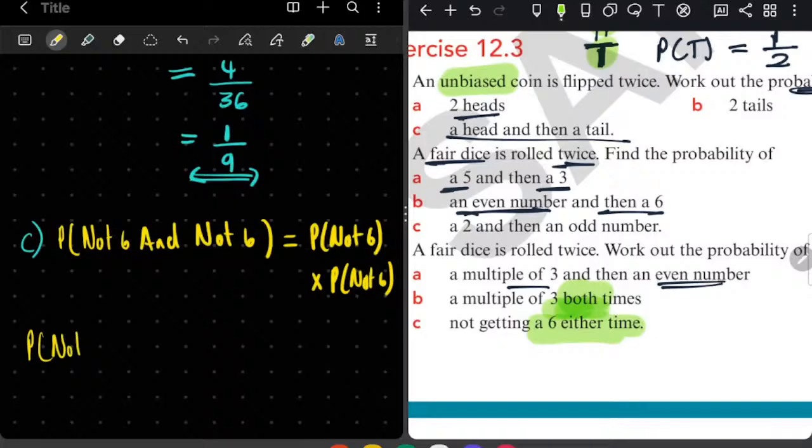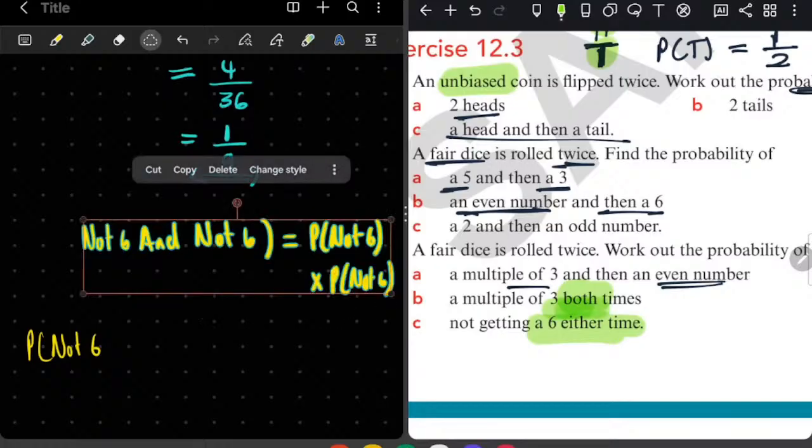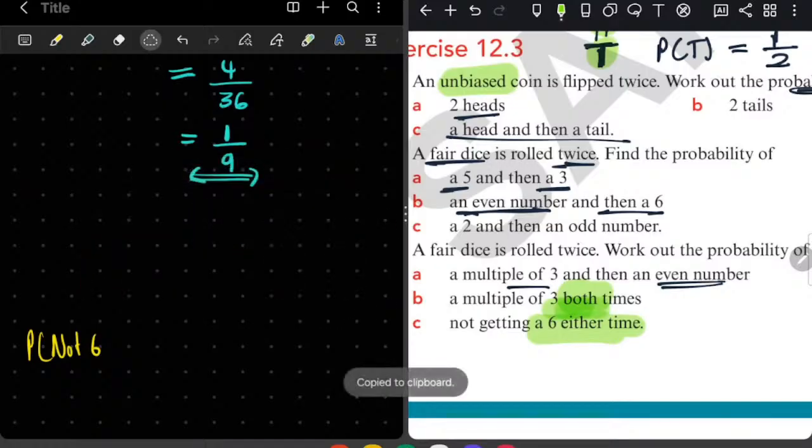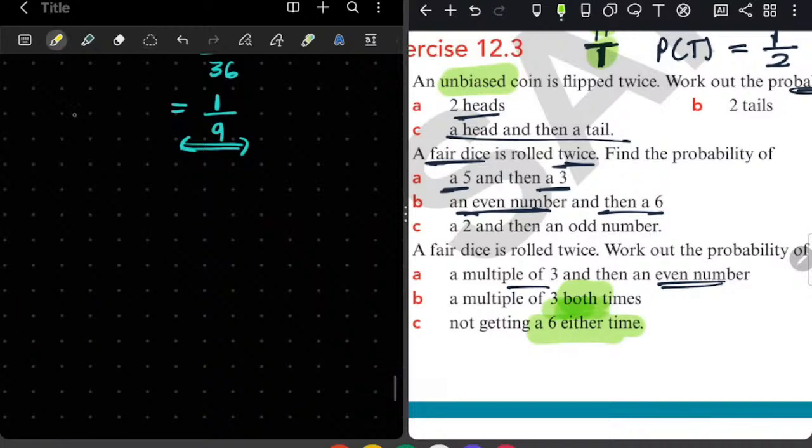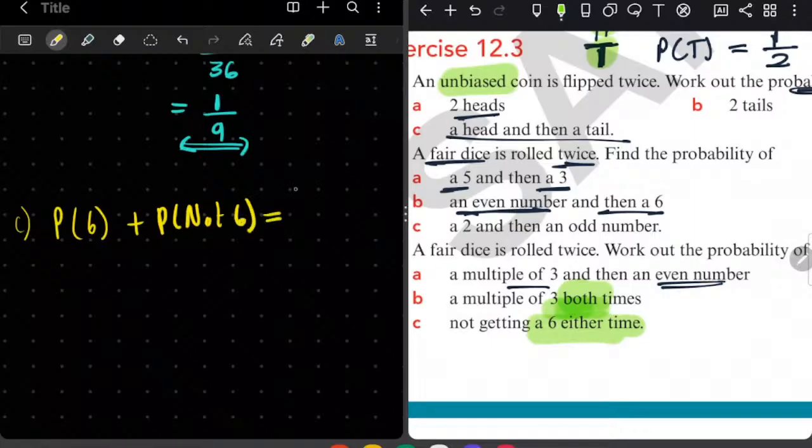Probability of not 6 will be what? Before we can use it here, we want to use probability of not 6. How do we get probability of anything which says not? I told you. Probability of 6 plus probability of not 6 is equal to what? 1.